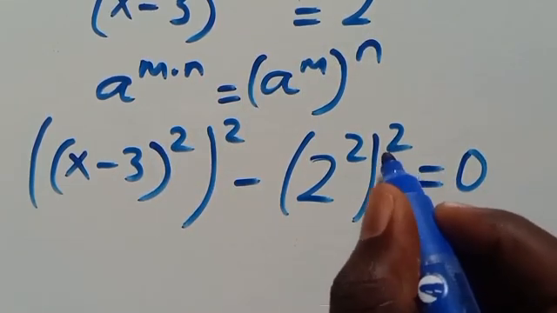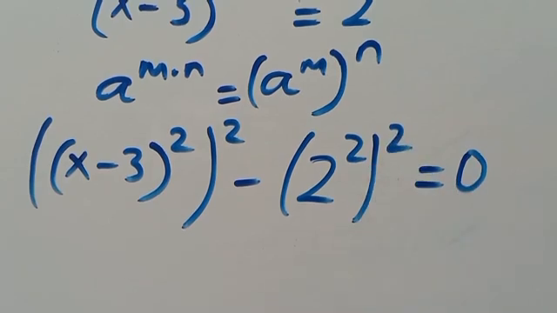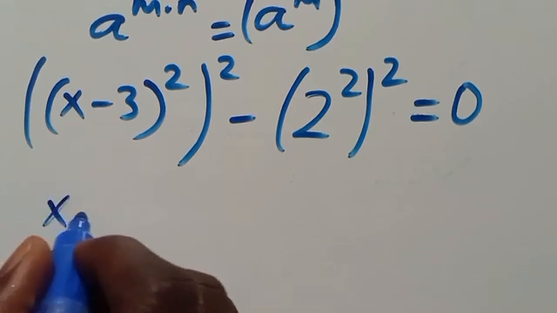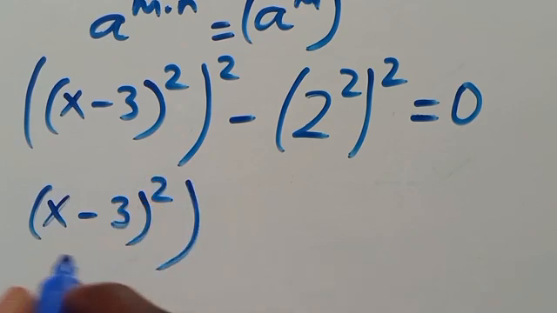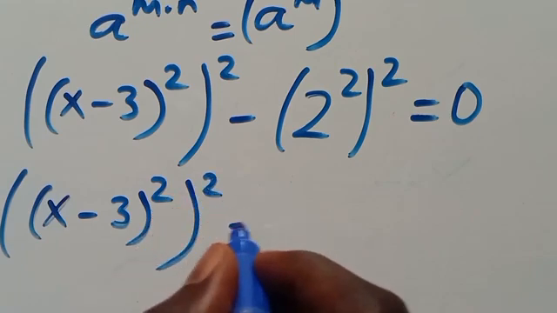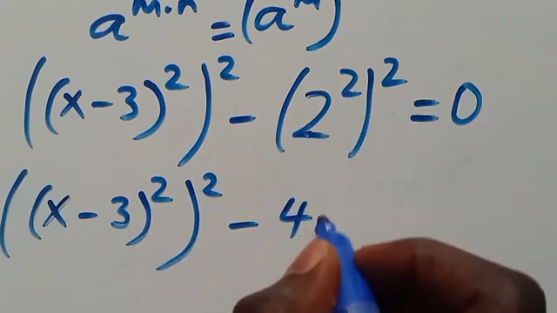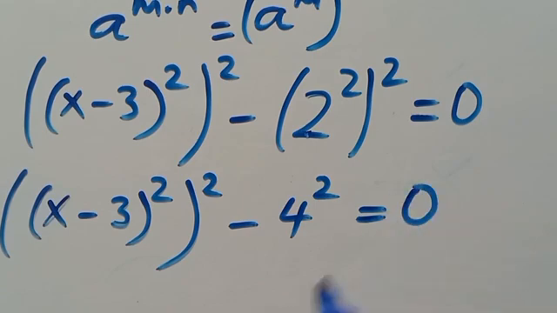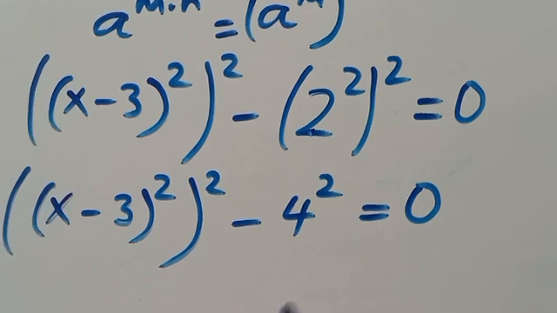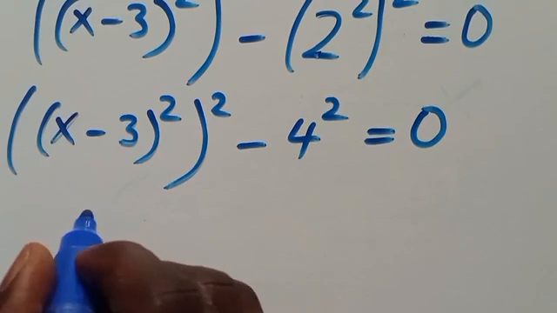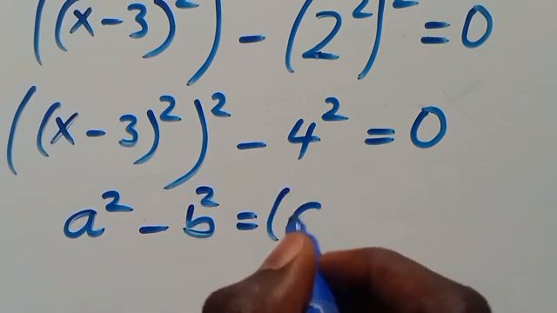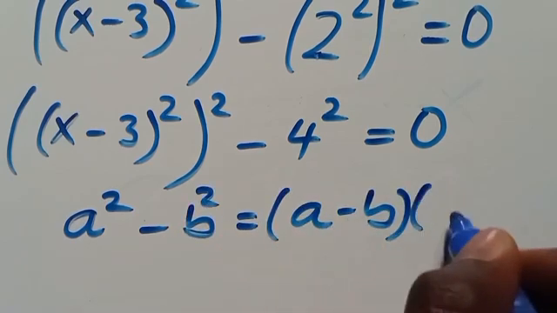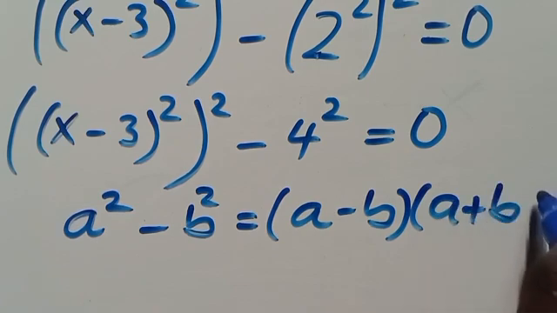But mind you, we can express this as ((x - 3)^2)^2 minus (2^2)^2, and 2^2 gives us 4, so 4^2 equals 0. This one has power 2 and this has power 2. It's a difference of two squares. When we have a^2 - b^2, this equals (a - b) multiplied by (a + b).